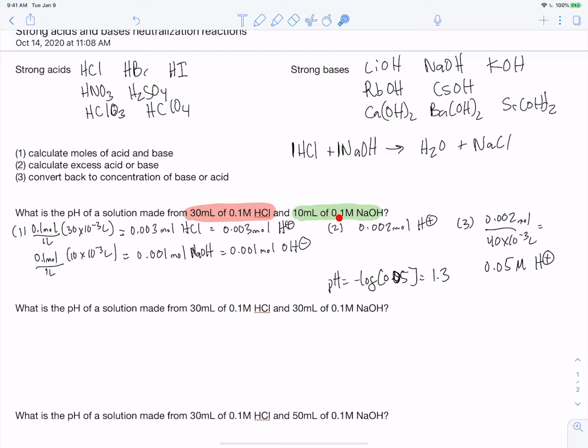So you want to convert to moles. In step 1, we calculate moles. In step 2, we calculate the excess moles of either the acid or the base. And then in step 3, we convert back to the concentration of acid or base. And that's what we can end up using to calculate pH.